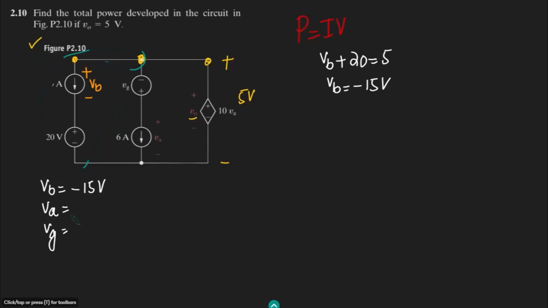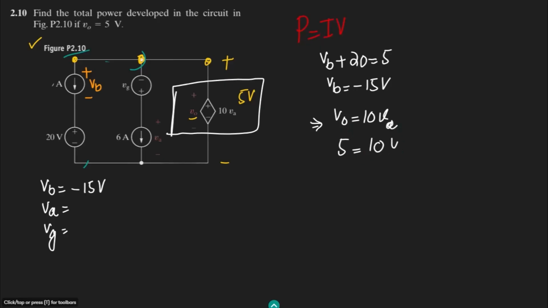In order to find the value of VA, we know that in this source the value of V naught is equal to 10 VA. So V naught is equal to 10 VA, and the value of V naught is known, that is 5. From it we can very easily find the value of VA, that is 5 divided by 10, or 0.5 volts. So the value of VA is also known, and that is 0.5 volts.